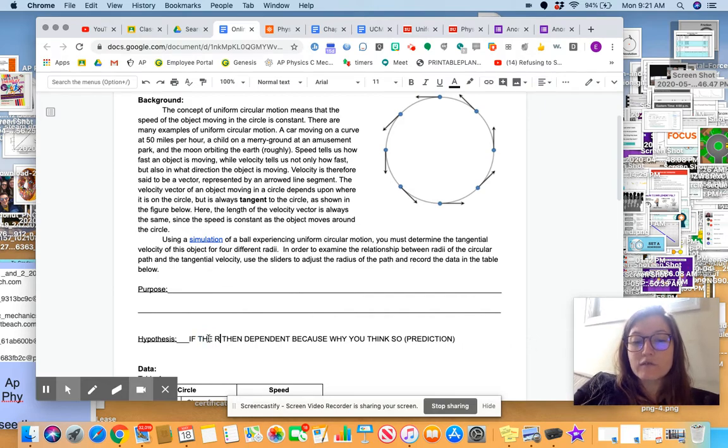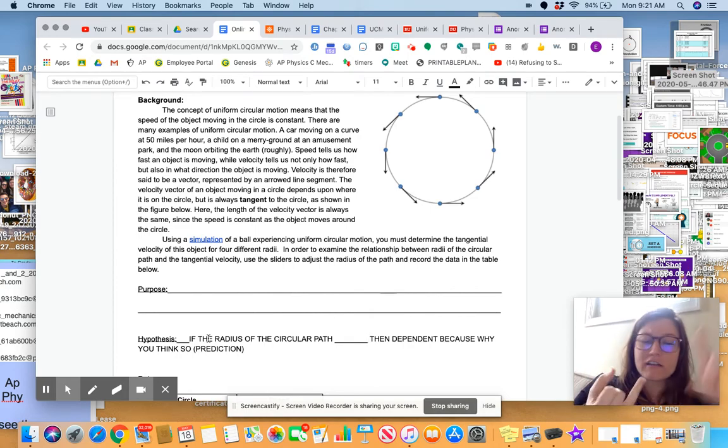So if the radius of the circular path length, what are you doing to it? Are you going to increase it? Are you going to decrease it? It's going to change, quite obviously, because you need 4 different radii. So it's up to you whether you're going to start at a low radius and increase it, or start at a high radius and decrease it. So in that blank can be increase or decrease.